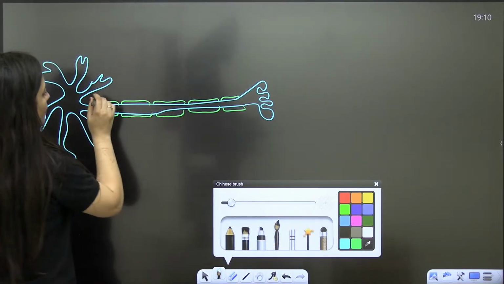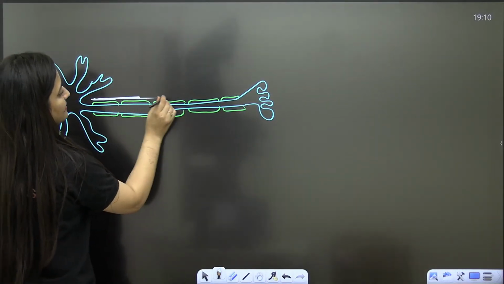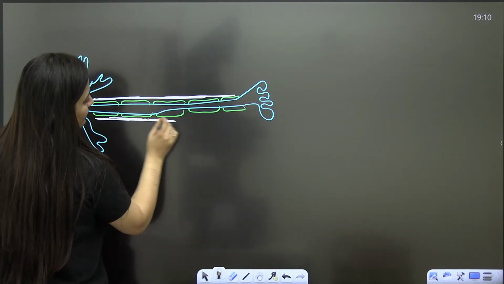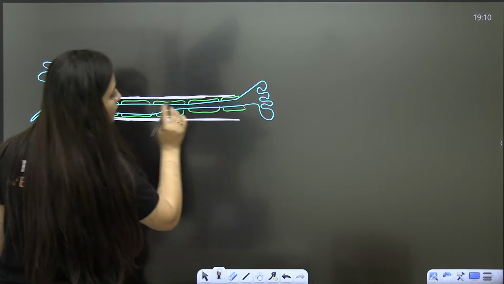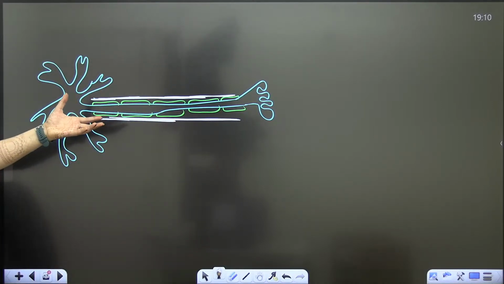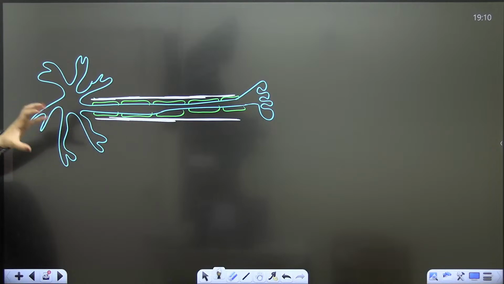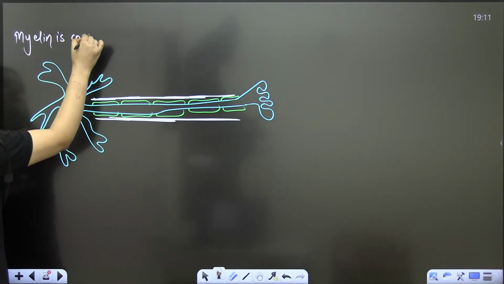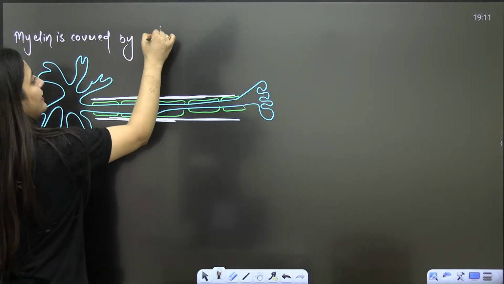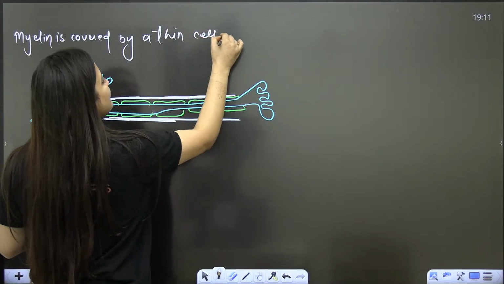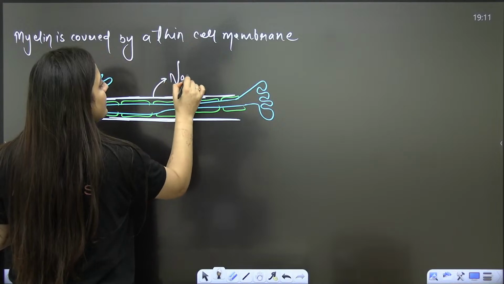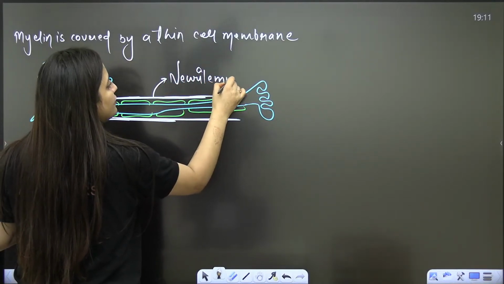This myelin sheath is also covered by a thin cell membrane. Do you know that? Or even if it is not present, there is one more layer that we are going to discuss. Say you have the myelin, or you have the medulla. It is covered by a thin cell membrane. And what is the name for that? It is Neurilemma.